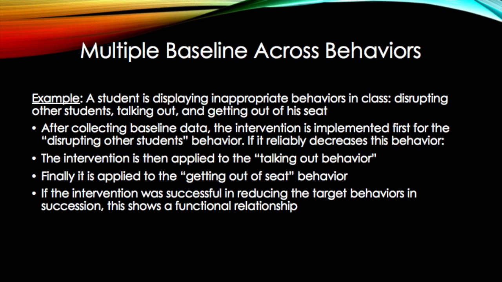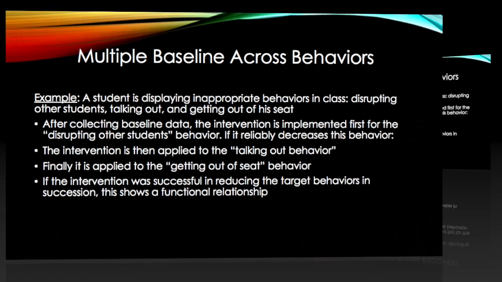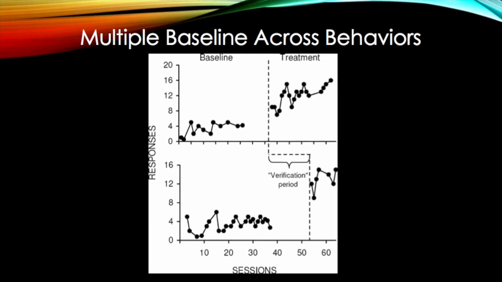An example of a multiple baseline across behaviors is a student displaying inappropriate behaviors in a classroom. Once baseline data is collected, the intervention is implemented for each dependent variable one at a time. If each target behavior is reduced once the intervention is established, this shows a functional relationship. In this example graph, you can see that the top portion is the first behavior to receive the intervention and the bottom portion is the second.